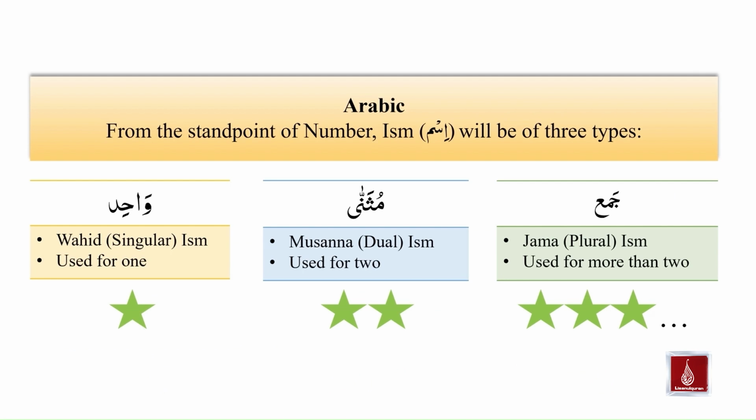To summarize, in the Arabic language, from the standpoint of number, ism will be of 3 types: wahid or singular, which is used for one; musanna, used for dual ism or 2 ism; and jamaa or plural, which is used for more than 2. This is different from Urdu, this is different from English, where we will only have 2 groups, singular and plural. In the case of Arabic, we have a 3rd group, which is used specifically for 2 or for dual, which is called musanna.